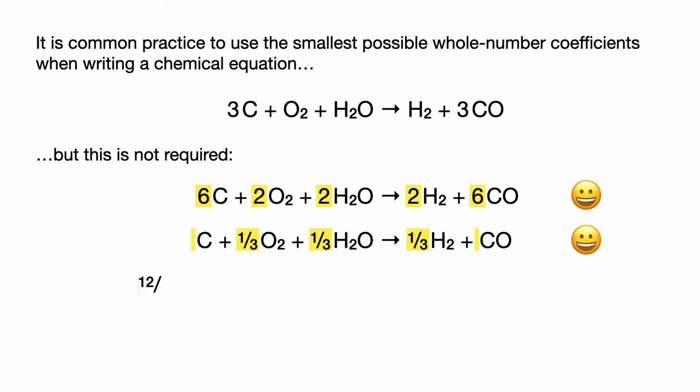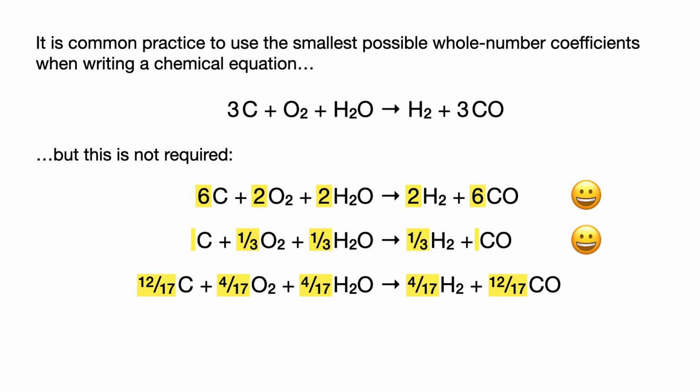If you wanted to, you could say 12/17 carbon plus 4/17 oxygen plus 4/17 water gives 4/17 hydrogen plus 12/17 carbon monoxide. This is still a correct description of the chemical reaction. The relative amounts of carbon and oxygen, for instance, are still 3 to 1.